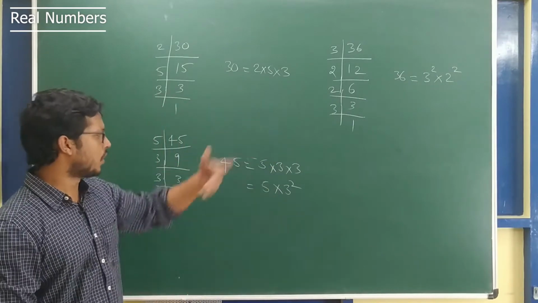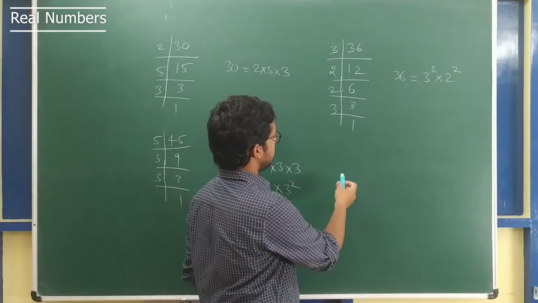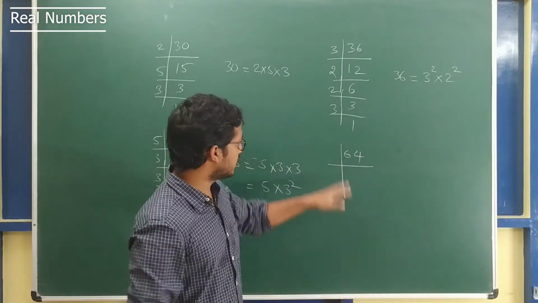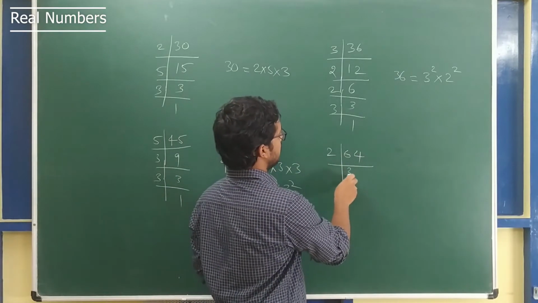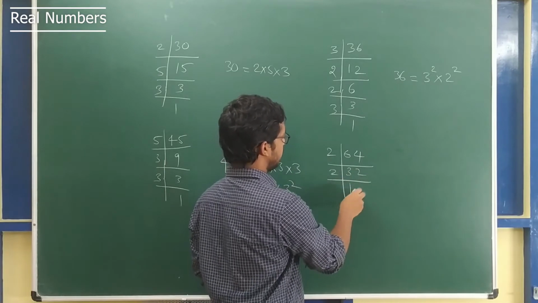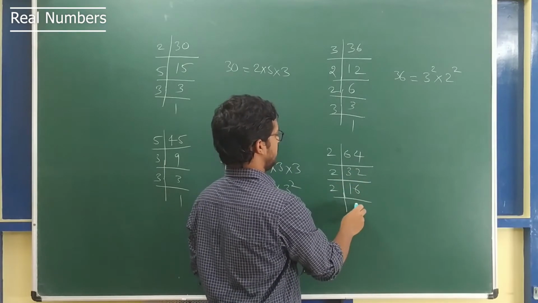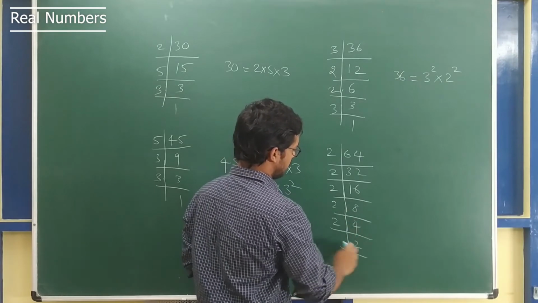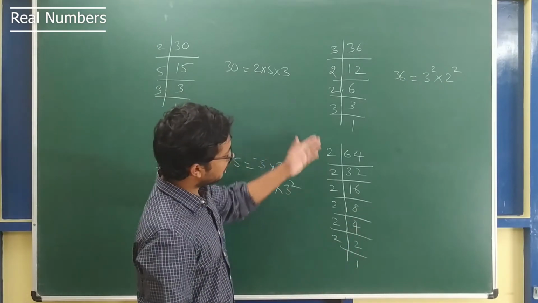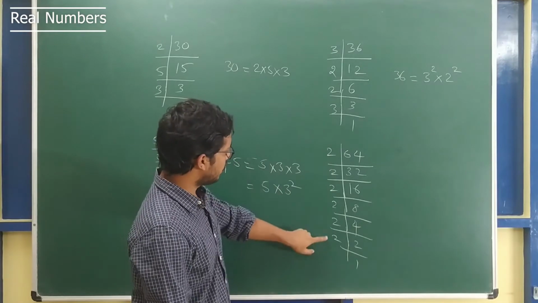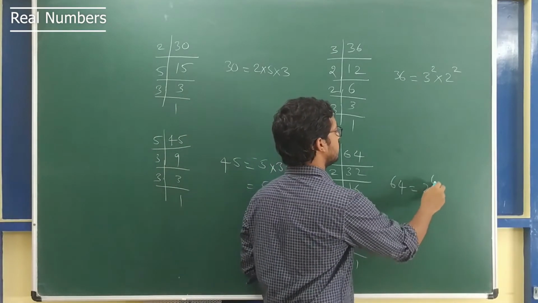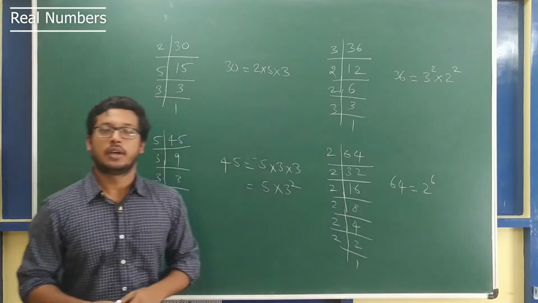Alright. Let's take one more example. Let's take a little bigger example this time. Let's take 64. Okay, so let's go on simplifying this one. 2 32s are 64, 2 16s are 32, 2 8s are 16, 2 4s are 8, 2 2s are 4, 2 1s are 2. So all the prime factors involved are 2: 1, 2, 3, 4, 5, 6. So there are six 2s. I can write it as 2 power 6.